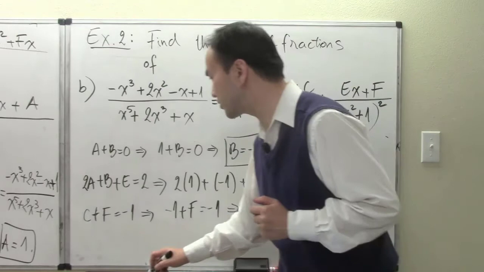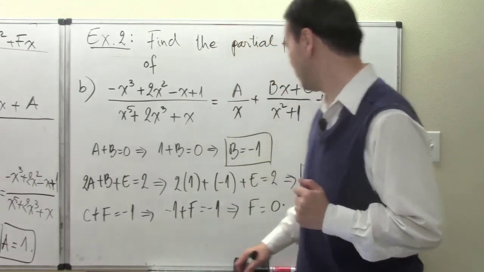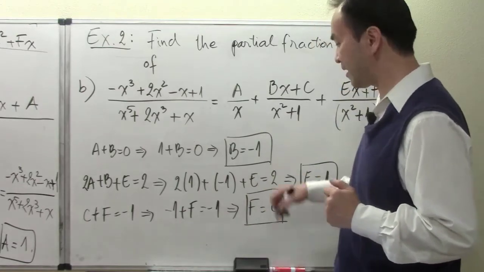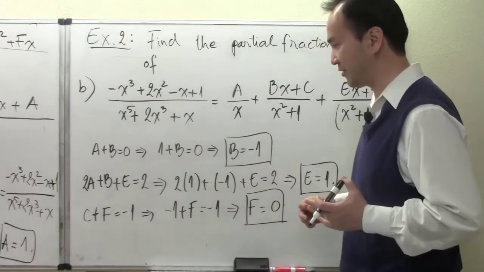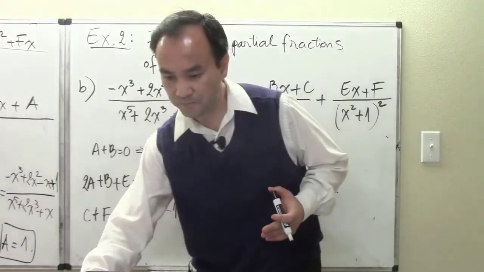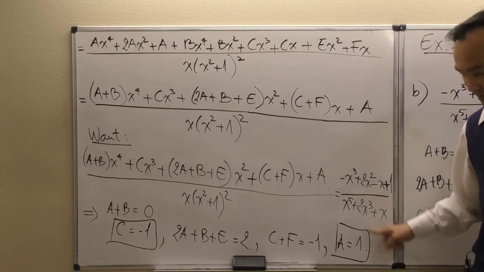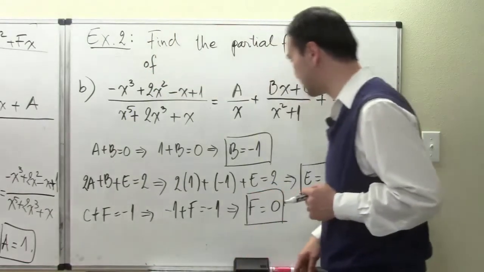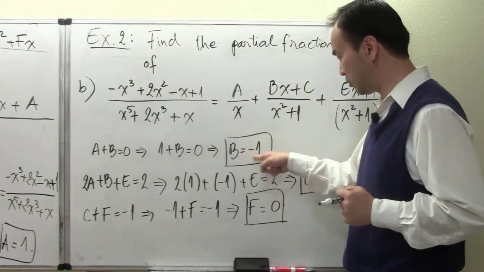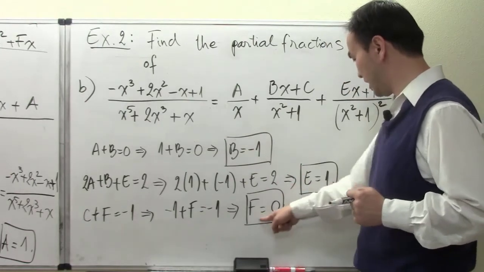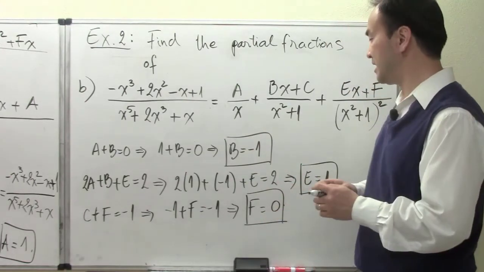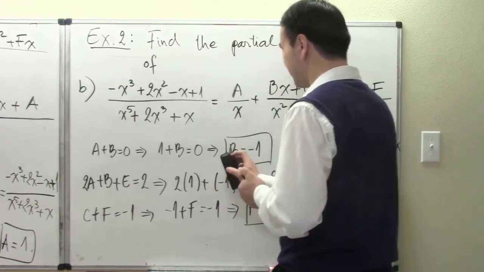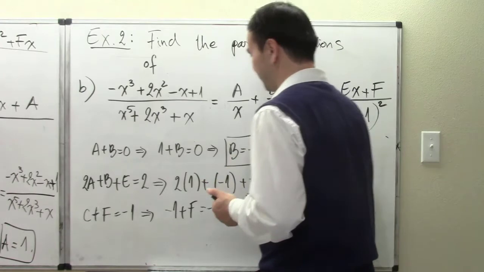For the last one right here, really we have had all of those actually. So that's everything we have. We have a equals 1, c equals -1, and we have just now found the others. B equals -1, and E equals 1, and F equals 0. All right, so now we are ready to put it all together in the problem.